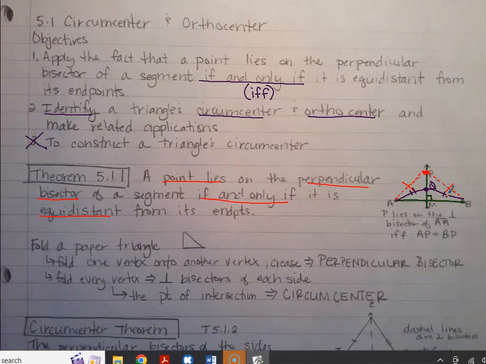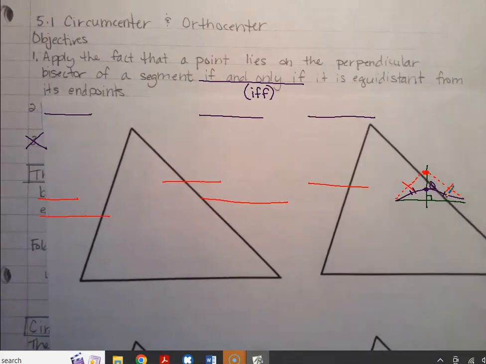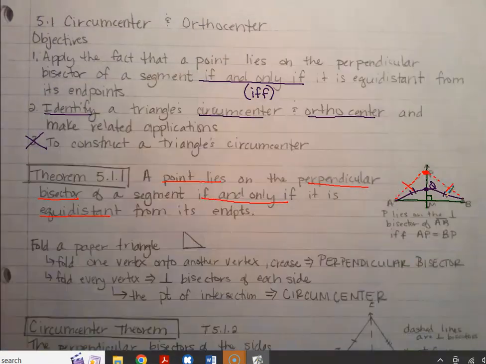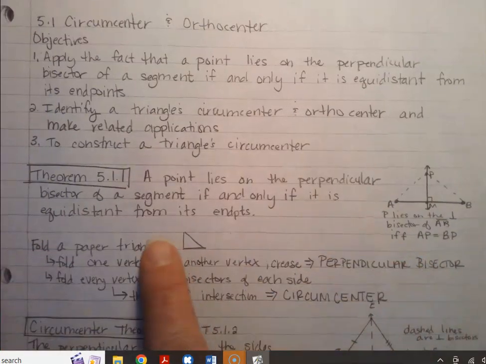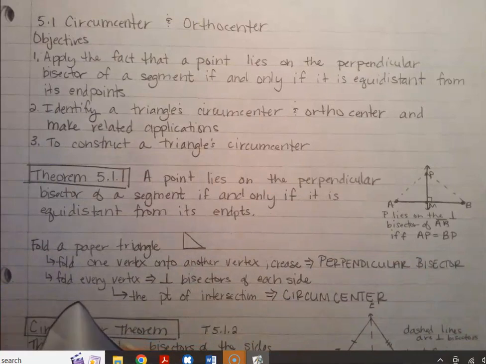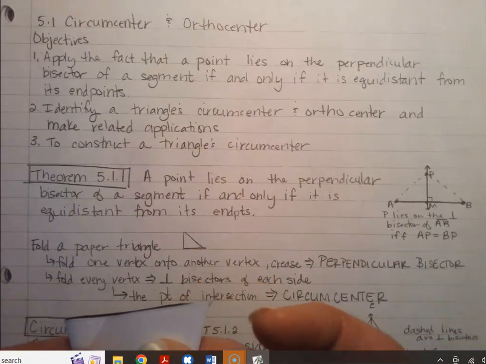Okay. Then for the next one, you should have your paper triangles. I want one paper triangle. Okay, so you should have had a paper triangle. You should cut it out. And we're going to follow the directions here to fold your paper triangle. All right, so it says fold one vertex. So take your paper triangle and fold one vertex onto another vertex. We're going to do it to all three vertexes.